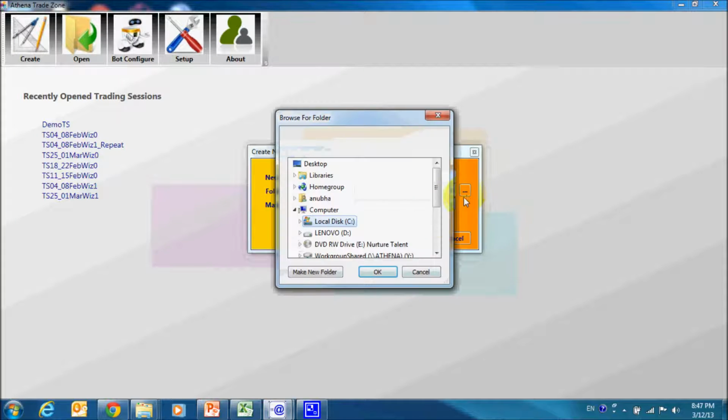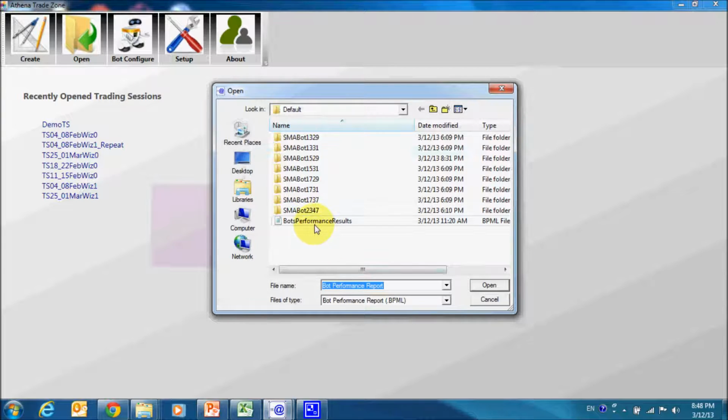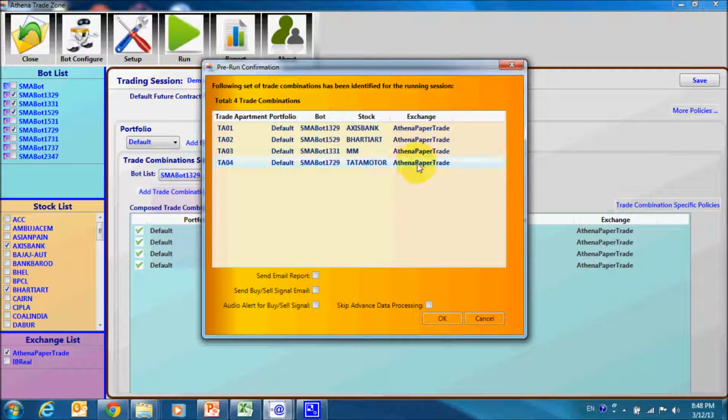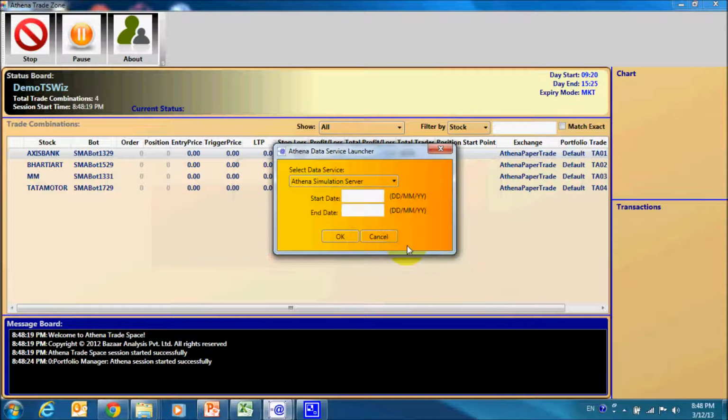This time, we will select another button which will look for an output file generated during the earlier simulation session. Now, out of our 96 combinations, system has recommended only 4 trade combinations. I will run these trade combinations for the next day trading in the simulation environment. Press Run, verify trade combination, choose to run simulation environment, select next day of trading and click OK button.